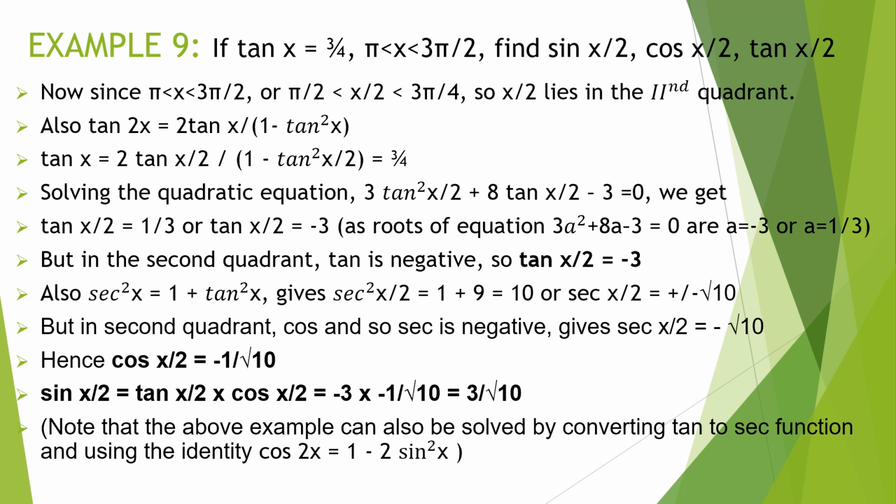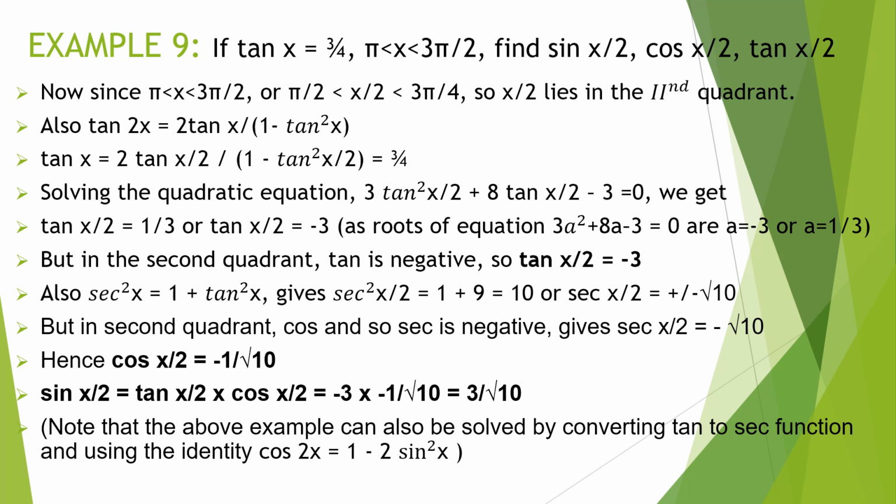Now we have the tan identity. Tan 2x is equal to 2 tan x upon 1 minus tan square x. Here instead of x, let us take angle x by 2. So we get tan x is equal to 2 tan x by 2 upon 1 minus tan square x by 2. And tan x is given to be 3 by 4. So now just solve this equation.